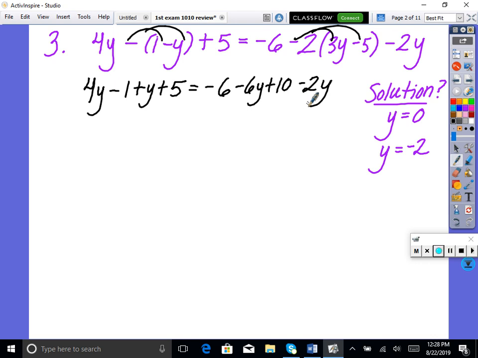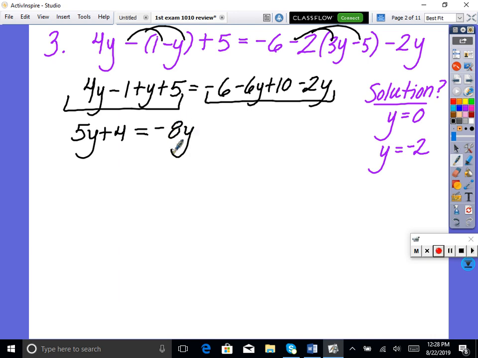So then on this side, combine like terms. So I have 4y plus 1y is 5y's, negative 1 plus 5 is 4, is equal to, on this side, combining like terms. So I have negative 6y minus 2y, negative 8y's. And then I have a negative 6 plus 10, which is plus 4. So now we can go ahead and solve. I'm going to go ahead and add 8y to both sides. Subtract 4.